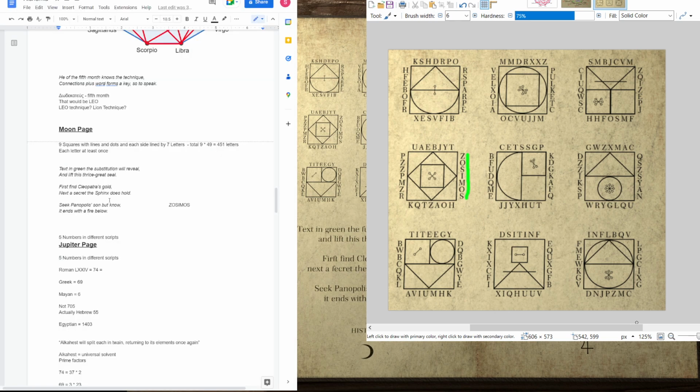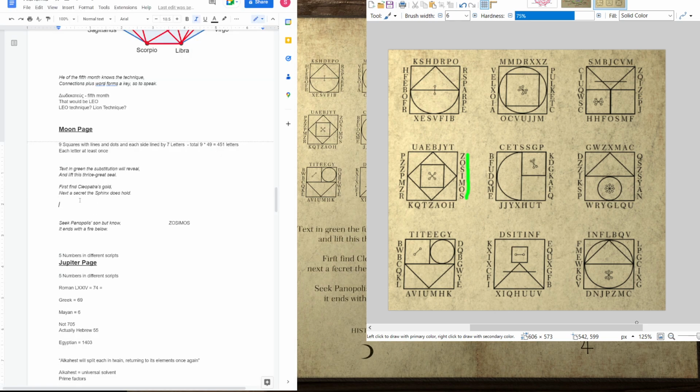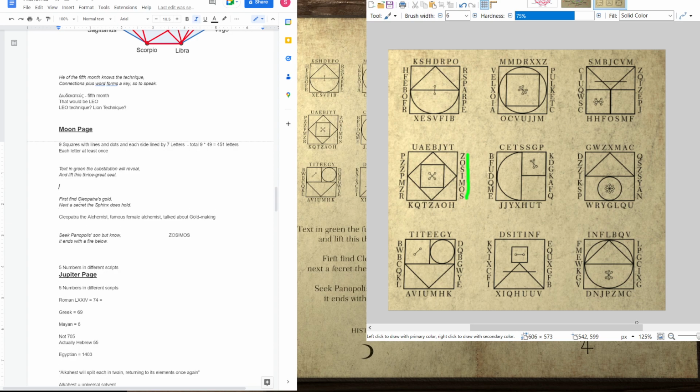Let's write that down. Cleopatra the Alchemist. Famous female alchemist. Talked about gold making. And here, this was the emerald tablet. As above, so below. By Hermes Trismegistus, the thrice great.